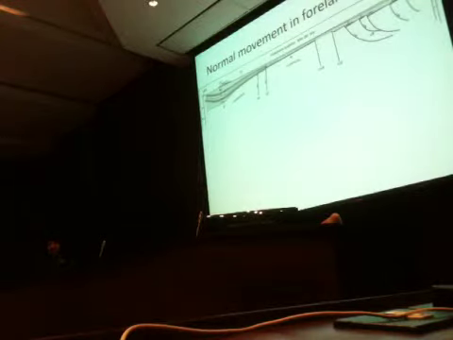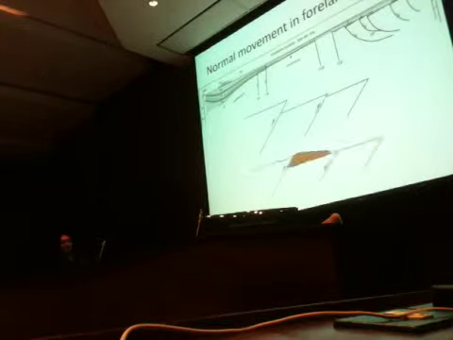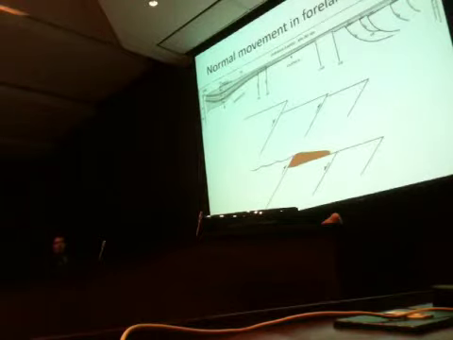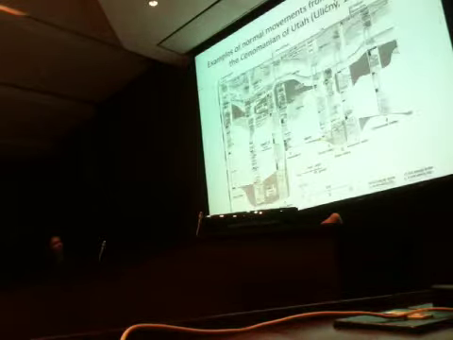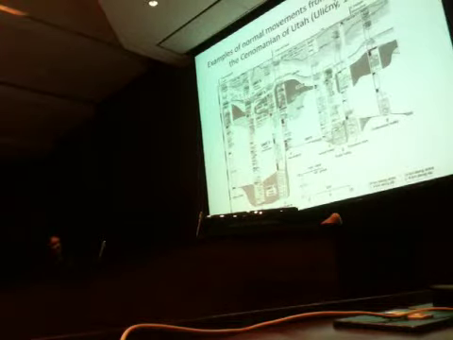Normal fault movement in foreland systems. Some models invoke normal movement along sedimentary structures. There's ways to do it. Sediment loading on active thrust sheets can cause normal movement from the weight of the sediment pile during periods of quiescence. And this is documented in places.